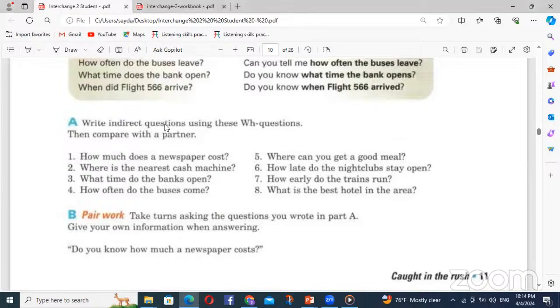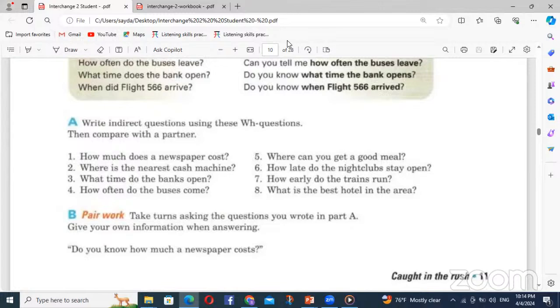So in number 1, we are going to say, for example, can you tell me how much does a newspaper cost? Or can you tell me how much a newspaper cost? Or can you tell me how much a newspaper costs? Which is correct? The last one: costs. Okay, the last one.